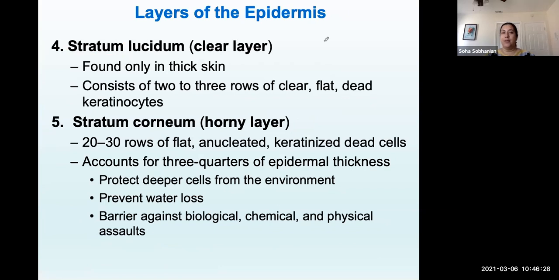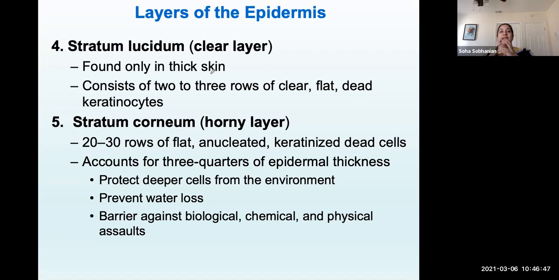A stratum lucidum. It's found only in the thick skin, as I mentioned, like the hands and your feet. And it has two or more layers of clear cells. So lucidum literally means lucid, like clear.